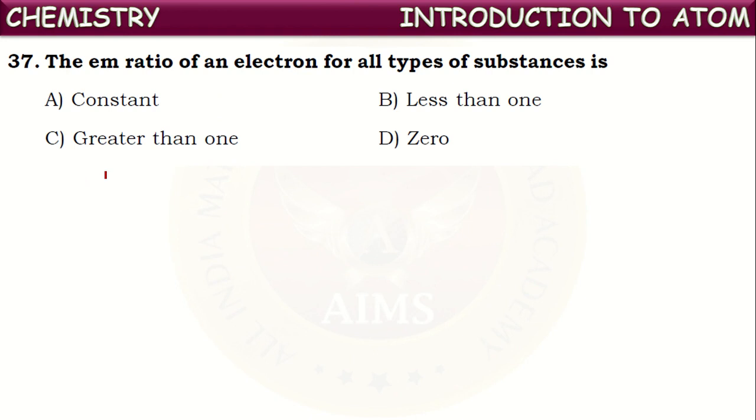Next one. The e by m ratio of an electron for all types of substances. The e/m ratio is nothing but the charge to mass ratio for electrons. So this is independent of the gas taken in the discharge tube. It is irrespective of the gas taken in the discharge tube. The e/m ratio will be common for all kinds of cathode rays. So it is said to be constant. Whatever the gas taken in the discharge tube, the nature of the cathode rays produced is the same. So it is constant.